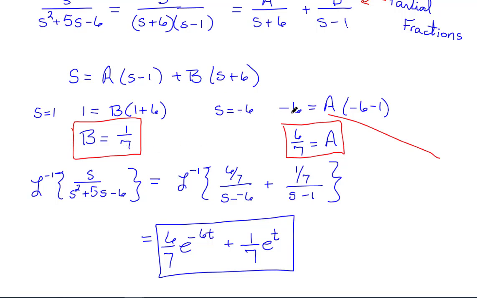If s is minus 6, I get minus 6 equals, well, if it's minus 6, the B part goes away, I get minus 7A. So divide both sides and I get A is 6/7. So let's see, the A went on the s plus 6 term, which is really s minus minus 6. And the B went on top of the s minus 1. So I've got a 6/7 e to the minus 6t and a 1/7 e to the t.